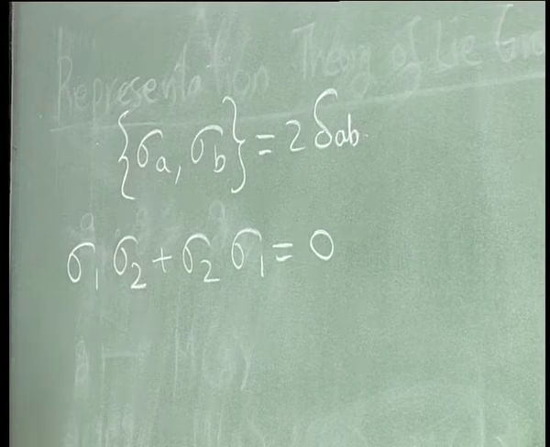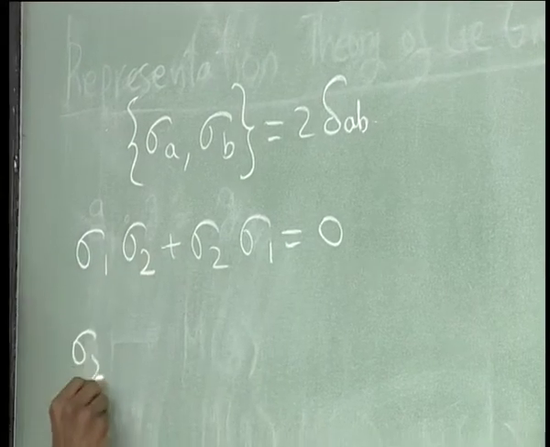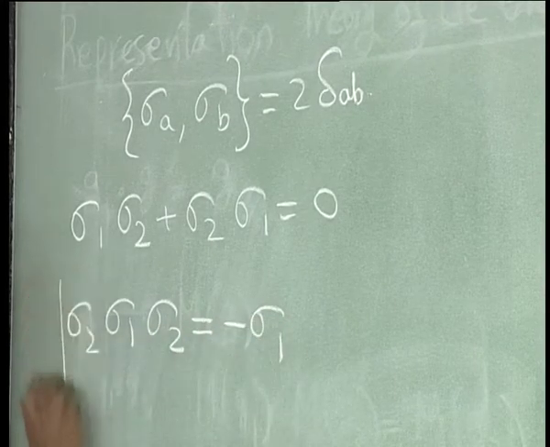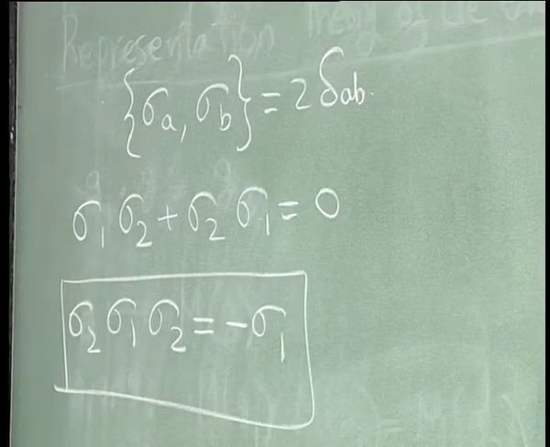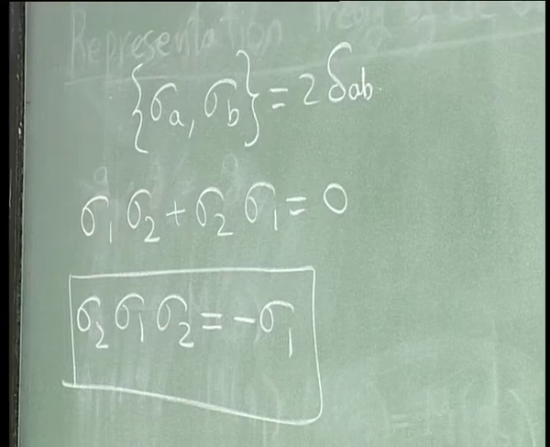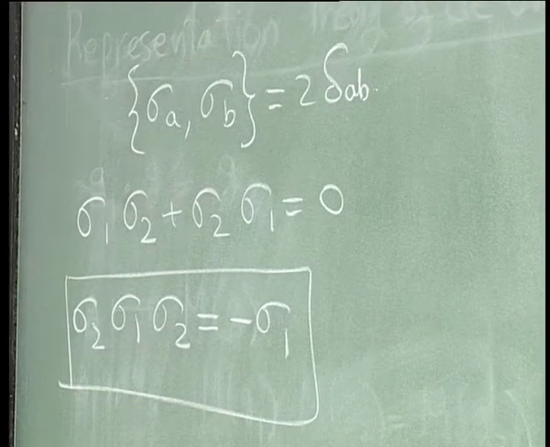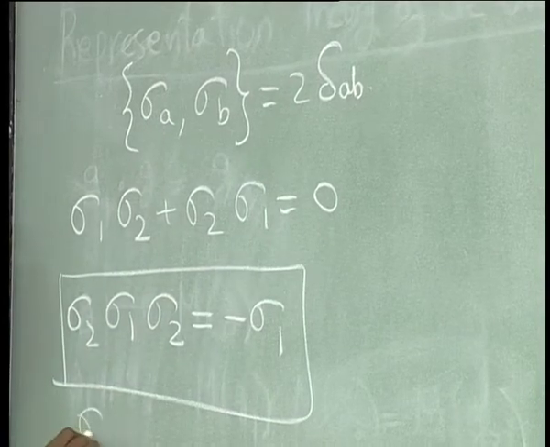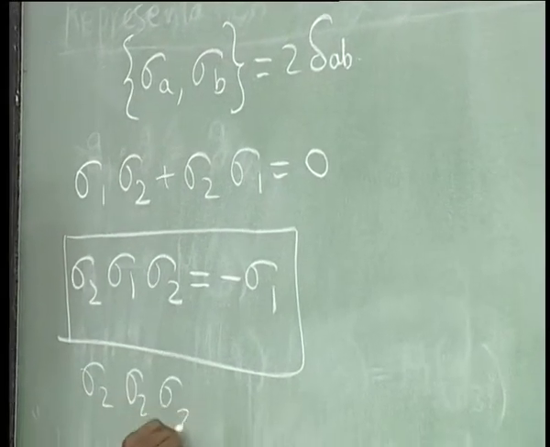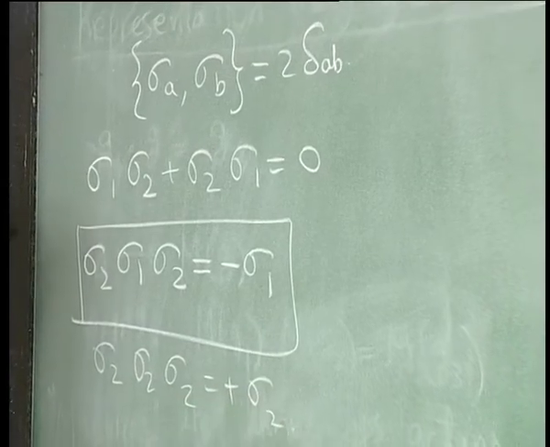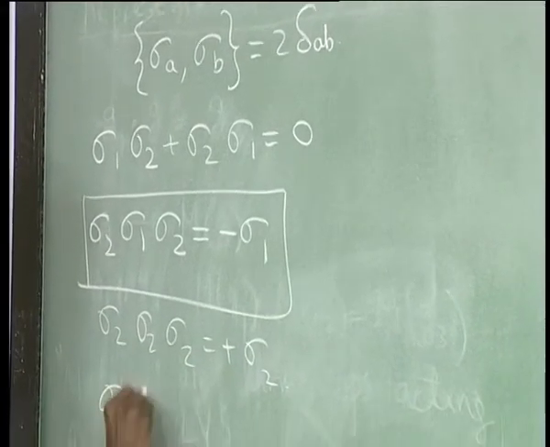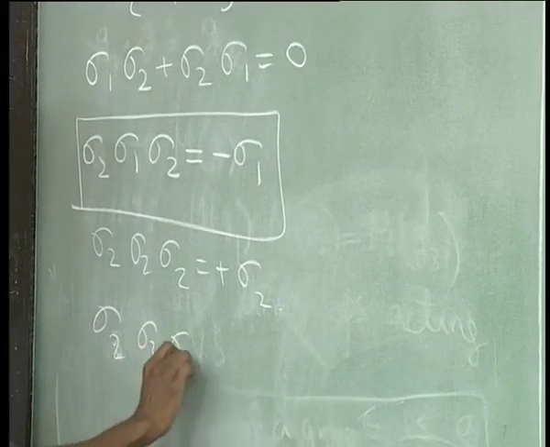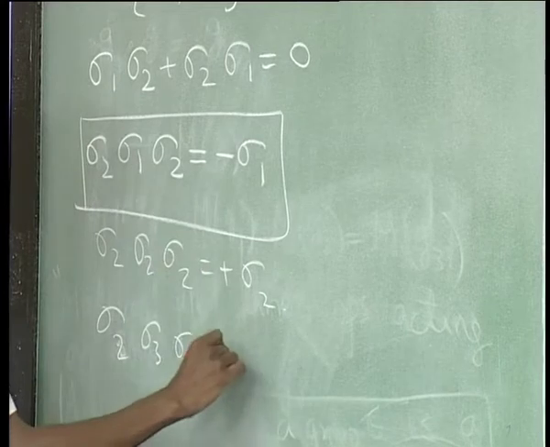So, I can multiply from both sides. Sigma 2 sigma 1 sigma 2 is equal to minus sigma 1, because I have to take it to that side. Similarly, you can see that sigma 2 sigma 2 sigma 2 is equal to plus sigma 2, and sigma 2 sigma 3 sigma 2 works the same way.